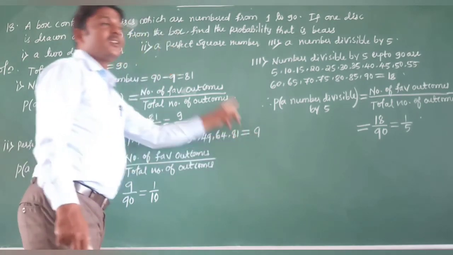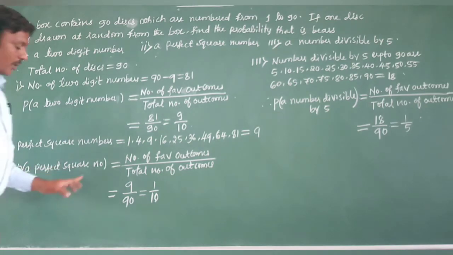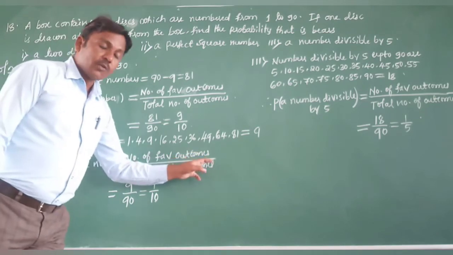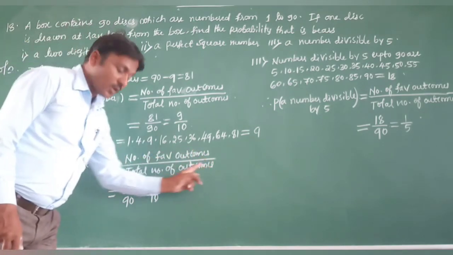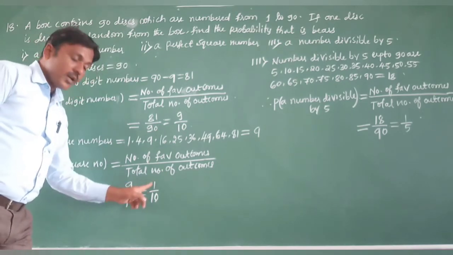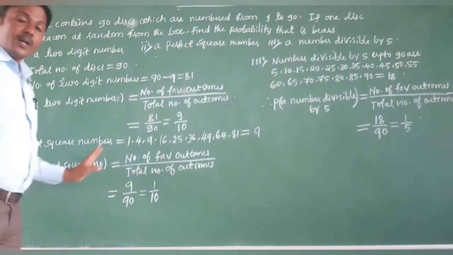Those are 9 numbers. So the probability of getting a perfect square number is equal to the number of outcomes favorable to E divided by the total number of outcomes. That gives us 9 by 90. 9 ones are 9, 9 tens are 90. 1 by 10 is the probability of getting a perfect square number.